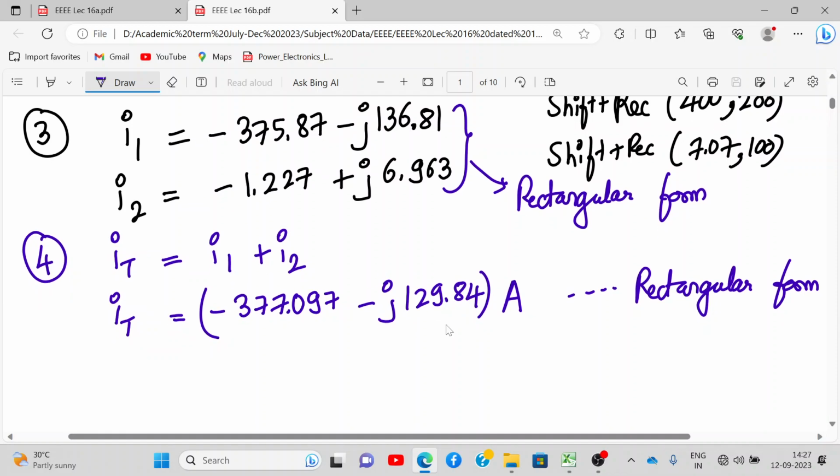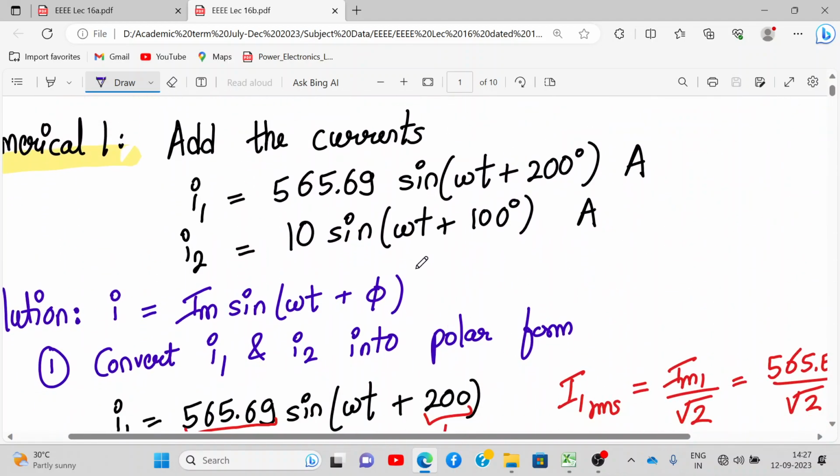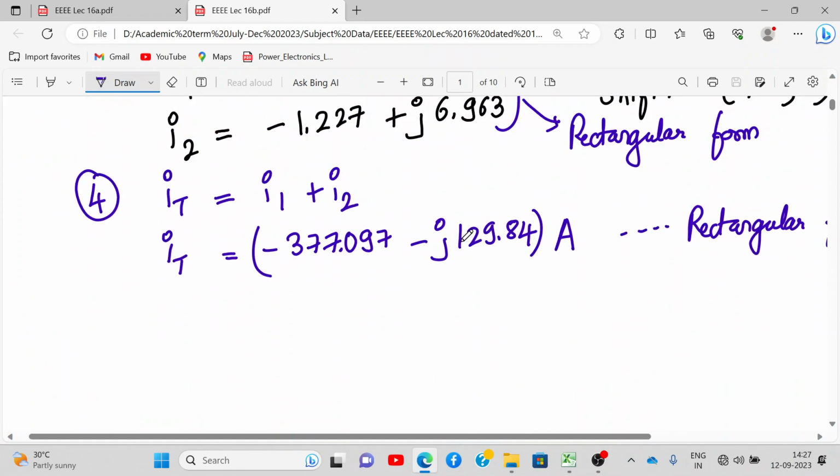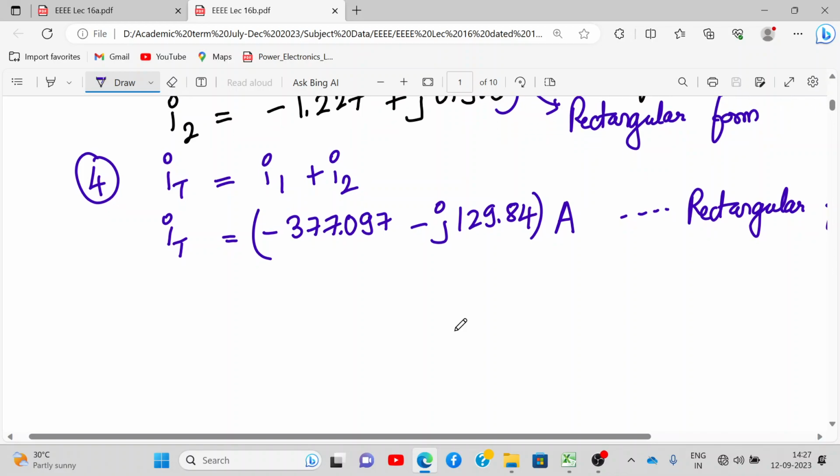Now, is this the final result? No. This is in rectangular. Which form do we want? We want this form. So now what do we need to do? Convert this back to polar and from there convert into standard form. So please convert it into polar now. So how will you do that?